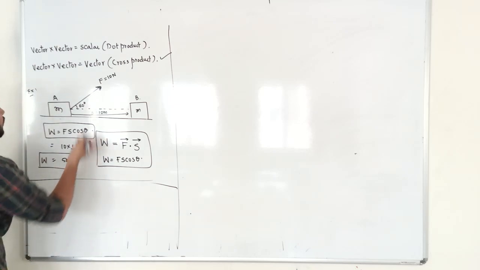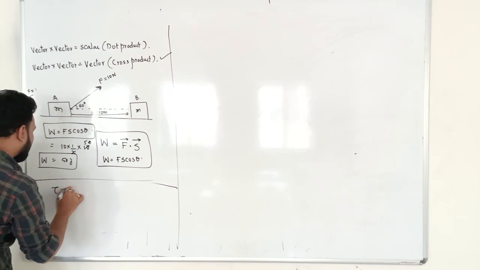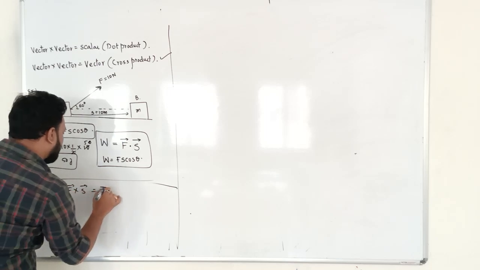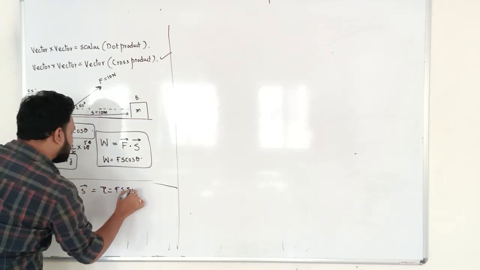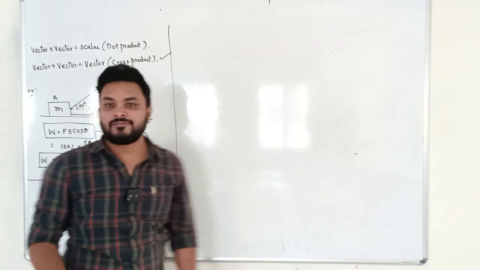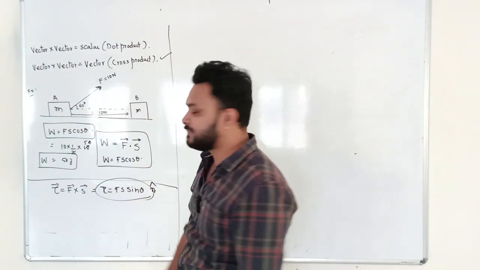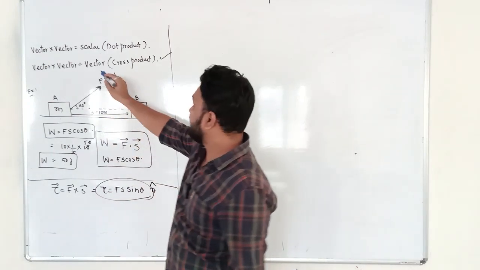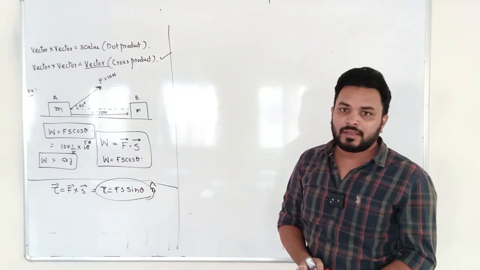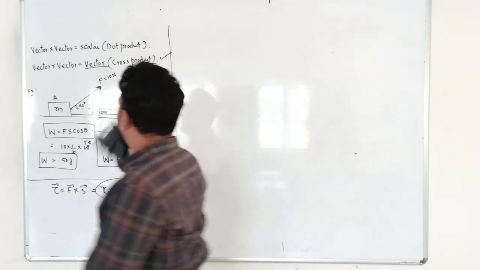So torque equals F S sin theta. Basically, torque equals F cross S. Whenever a vector multiplied by a vector gives another vector physical quantity, we take it as F S sin theta with the direction n cap. So it gives a vector physical quantity, with both magnitude as well as direction. Understood? So this is a multiplication of vectors.